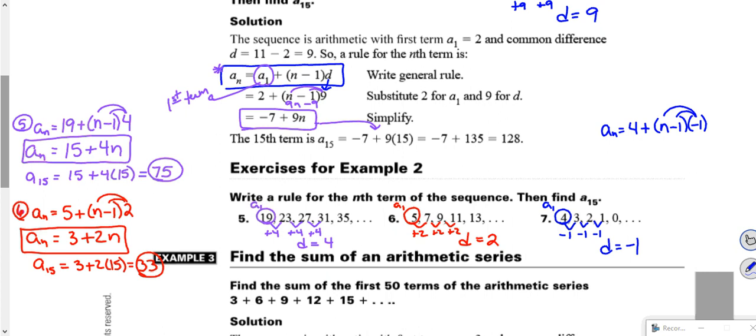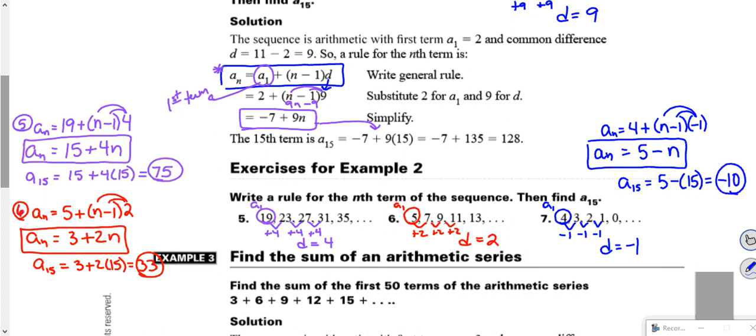Okay, so a -1 times a -1 is a +1. So that's going to give me 5 minus n. So here's my rule. Okay, -n plus 5 or 5 minus n. And then if I want the 15th term, a sub 15 is 5 minus 15 or -10. And again, this was number 7. I should have labeled that. Okay.